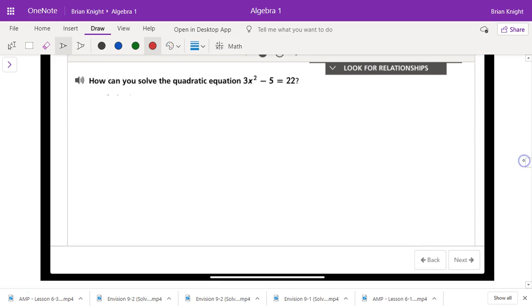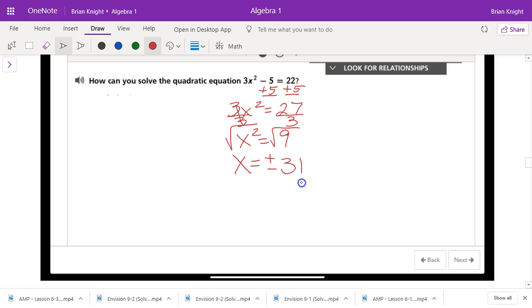One more. We got a bunch more. 3 steps. What are we going to do first? Add 5. That would be 27. Divide by 3. That would be 9. Take the square root. Don't forget your plus or minus. It's just algebra. This is literally just algebra. On your last step, you're always taking the square root.